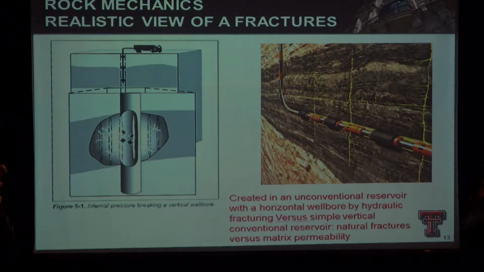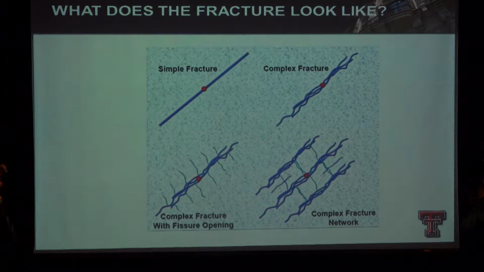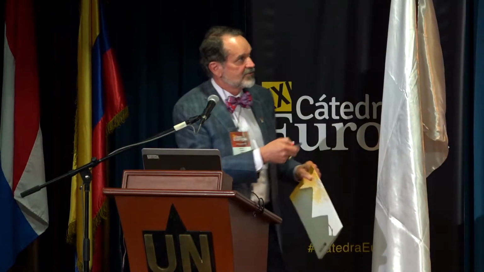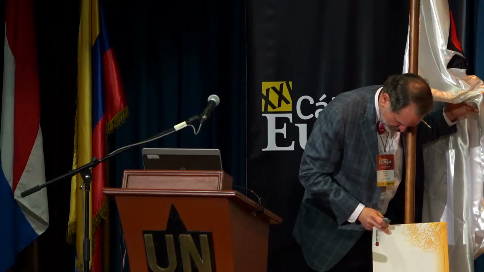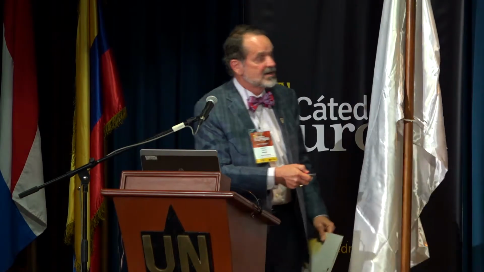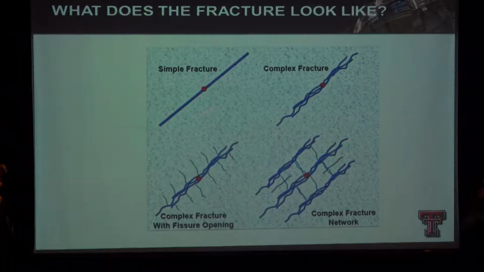So let's talk a little bit about rock mechanics. Why do I say that these fractures cannot grow up into our freshwater zones? First off, these fractures are not as simple as we initially thought. This is me looking from the surface down, so I'm looking down on the plane of the fracture. We initially thought that the fractures were single planes like this, and moreover, in the conventional reservoirs, they were like this.